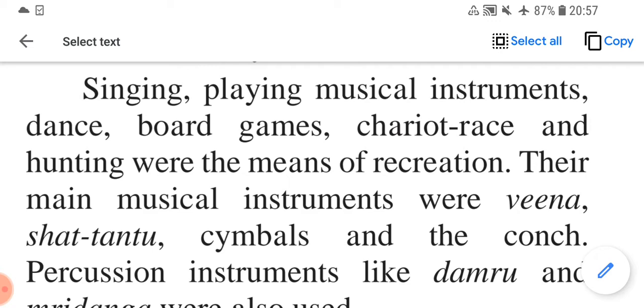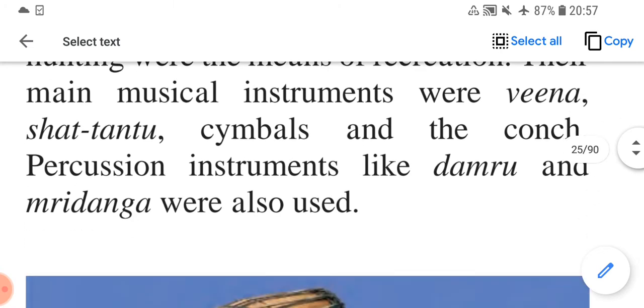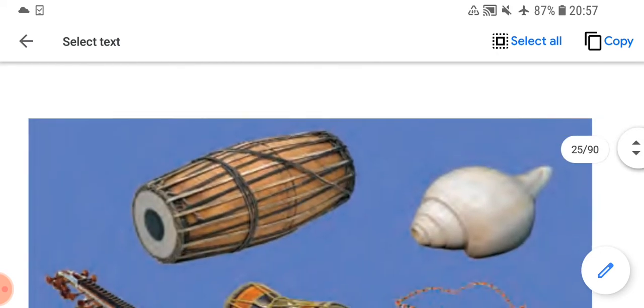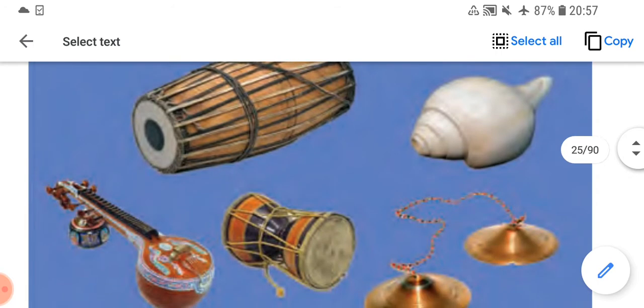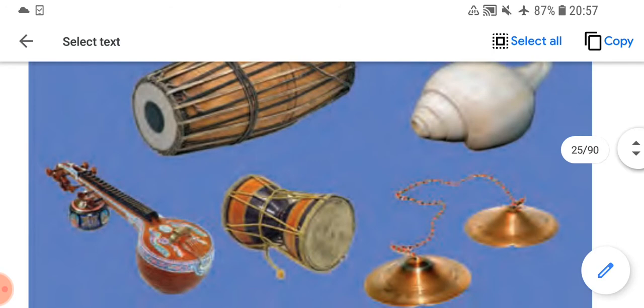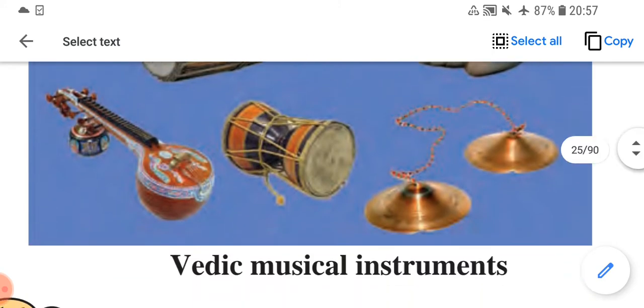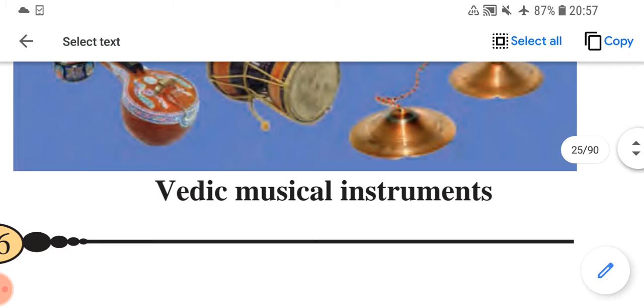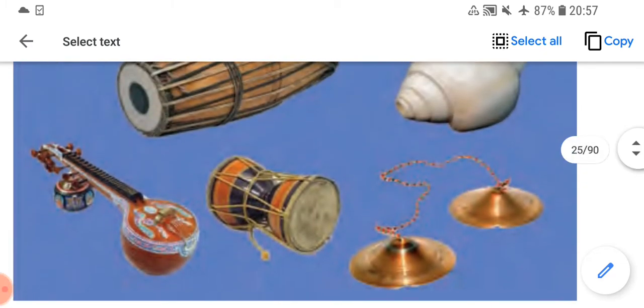The main musical instruments were the veena, shantanu, cymbals and the conch. Percussion instruments like damru and mridangana were also used. Just see over here: the damru, mridangana, cymbals, the shell, this shankha, damrus. These are the Vedic musical instruments.